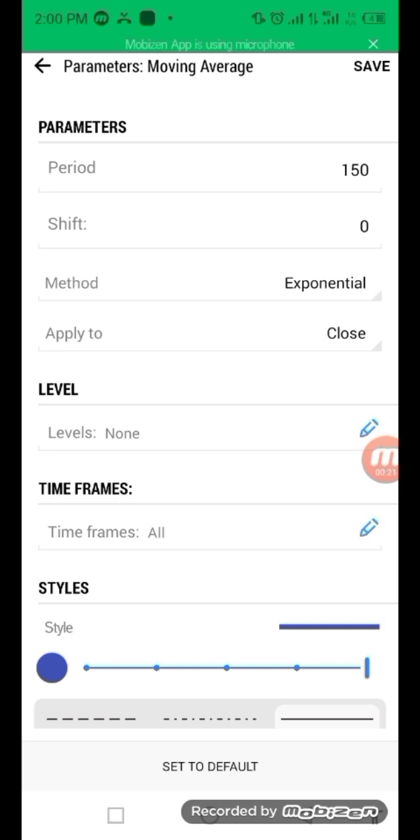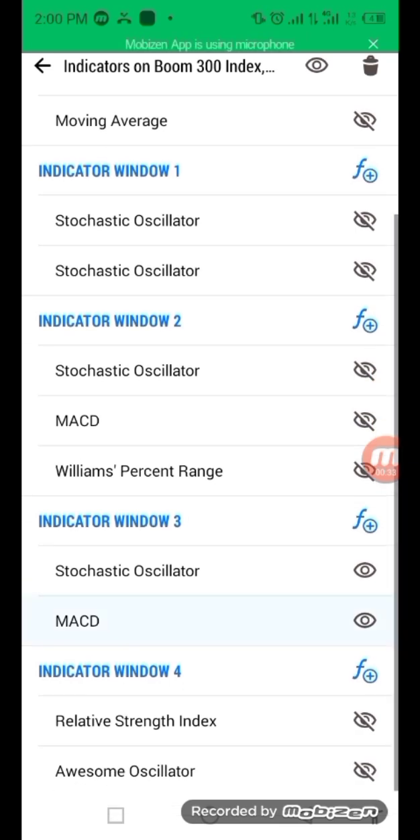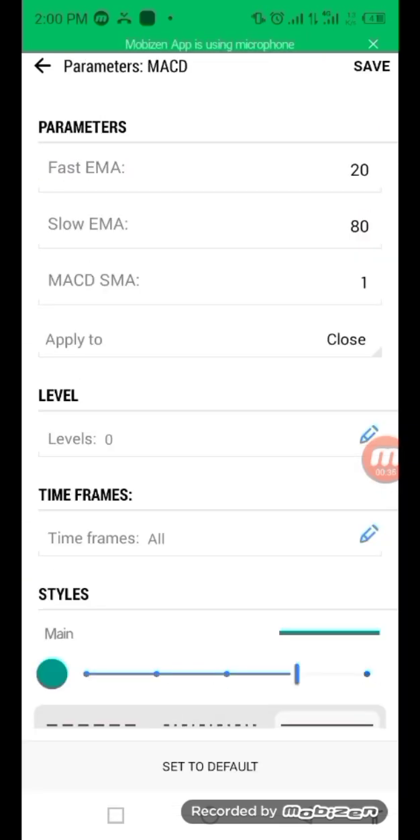The settings for the moving average is period 150, shift 0, method exponential, apply to close. While the setting for the MACD is fast EMA 20, slow EMA 80, MACD SMA 1, apply to close.